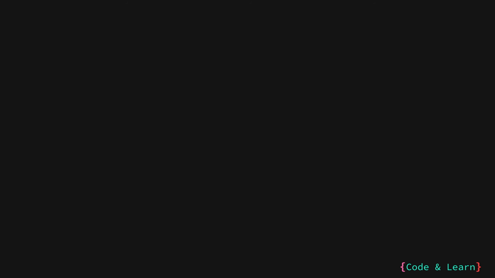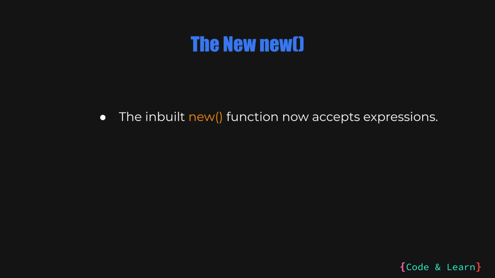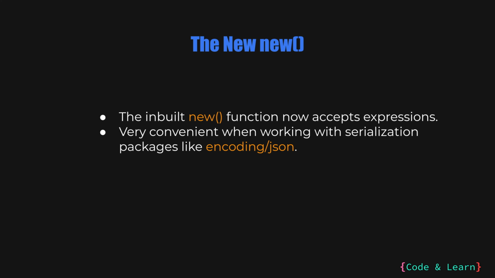So let's begin. The most exciting change for me is the new function. The new built-in function now accepts an expression. It's very convenient when working with serialization packages like encoding/json. We will see that with an example. Since it accepts an expression, you can directly pass it a value and it will convert it into a pointer.